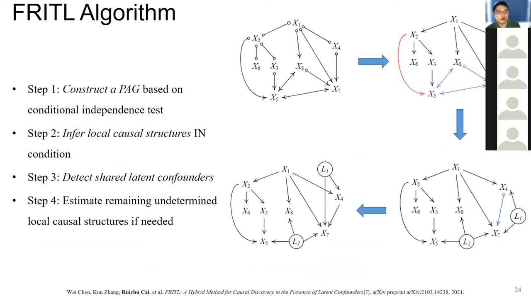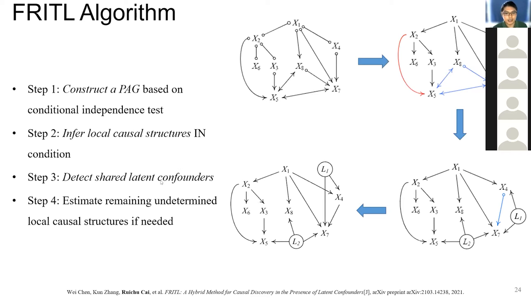To solve this problem, we developed the Ruichu algorithm. Essentially, the Ruichu algorithm uses a hybrid strategy to learn the model. Firstly, we use the Ruichu method to construct a graph based on the conditional independence test. The second step is to infer the local causal structures using the independent noise conditions.